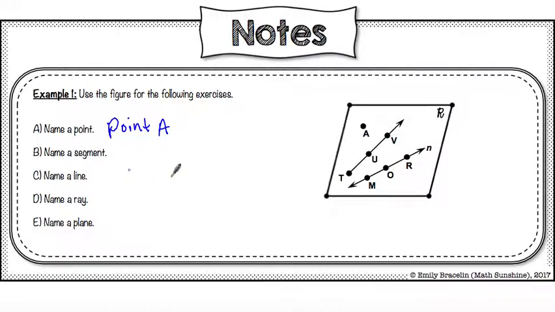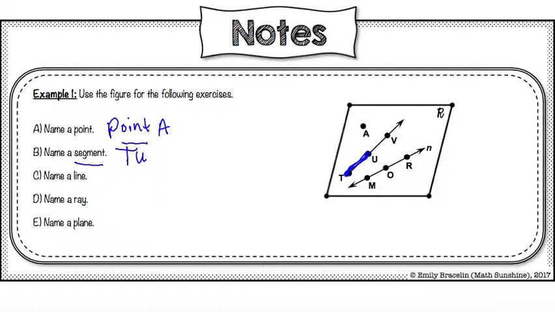Okay, how about a segment? I see segment TU, segment UV, OR, OM, MO. There's lots of them. I see segment TU. And remember, here's TU. TU is the two letters, the two endpoints, and then I have a straight line on top of TU with no arrows to indicate that it's a segment.